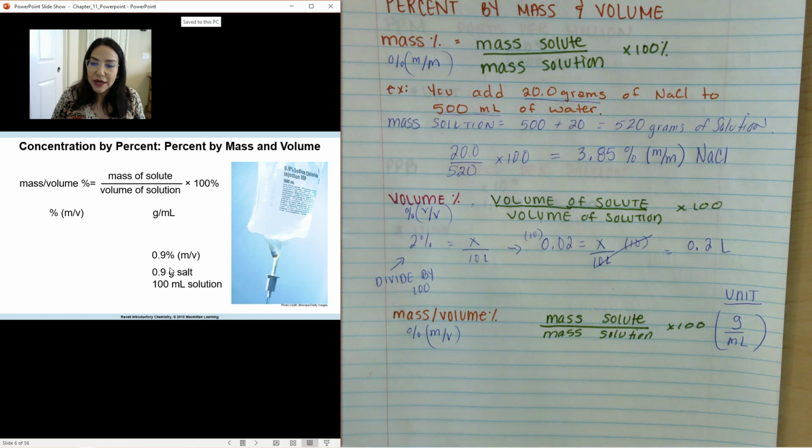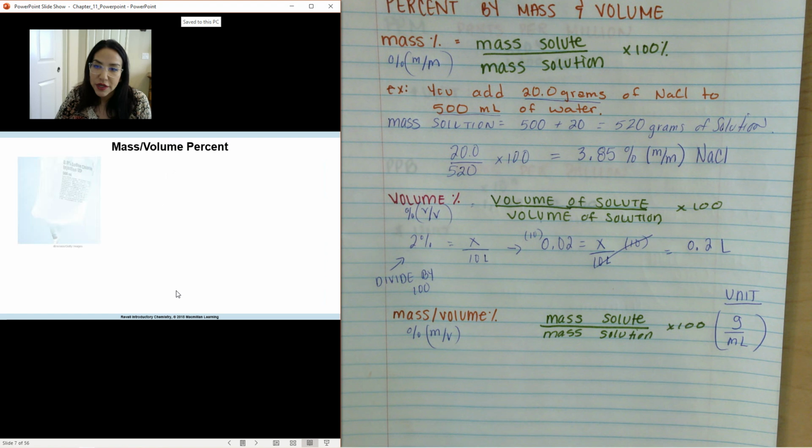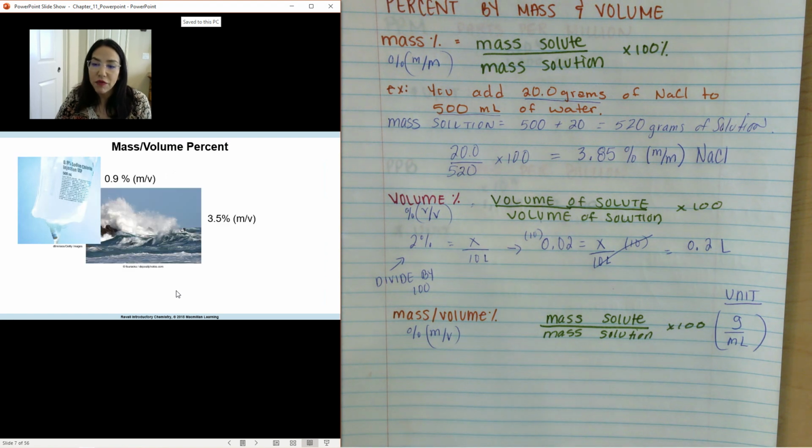So if you take that number, you're going to have 0.9 grams over 100 milliliters of your solution. So it's just the number over 100, 0.9 over 100 milliliters of solution. So that's actually kind of easy to break down. Let's go ahead and look at another example for this.